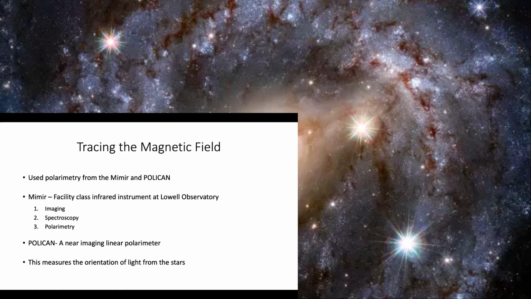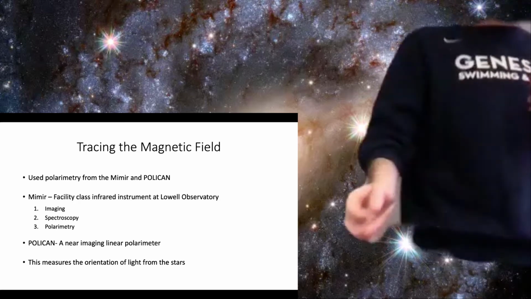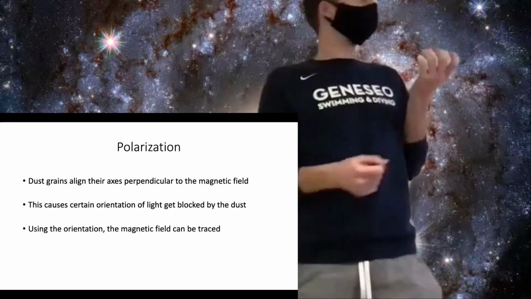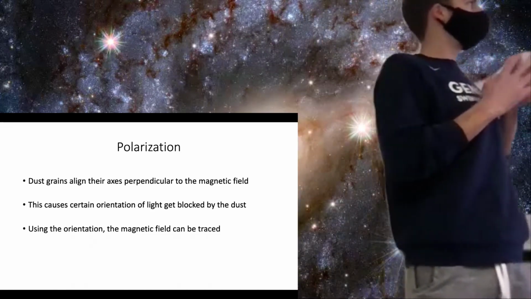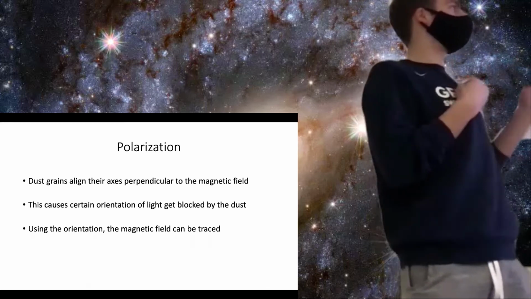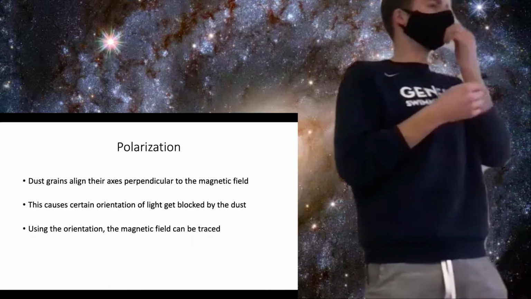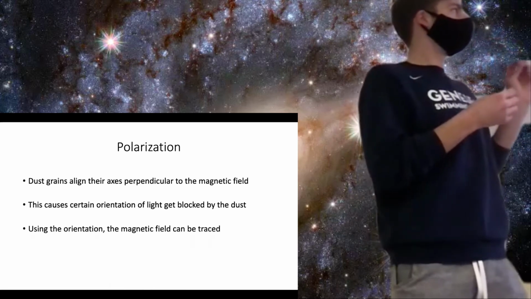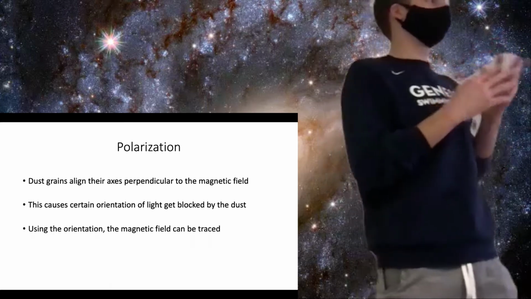With these two instruments, they're able to measure the orientation of light from the stars. The polarization of this light gets changed by the dust grains, because they align their axes perpendicular to the magnetic field. This causes certain light to be blocked by the dust grains, giving an orientation that they can trace for the magnetic field.